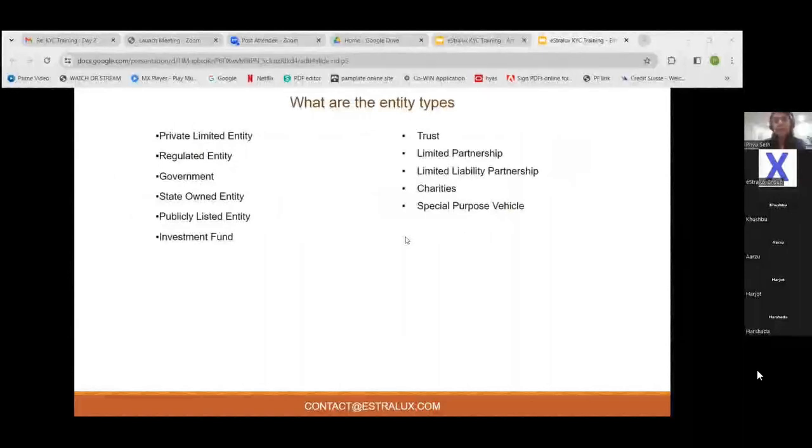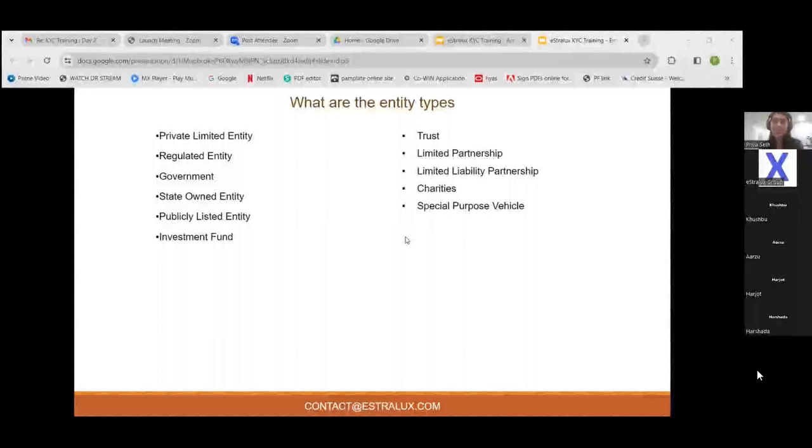It was private limited company, where the shares are privately held. Then regulated entity, which is governed by a body. And then government entity, which is owned 100% by the government, like railways. State-owned entity, where 50% or more is held by government or state, and the rest may be private. So that is state-owned entity. Then public listed entity whose shares are listed publicly.